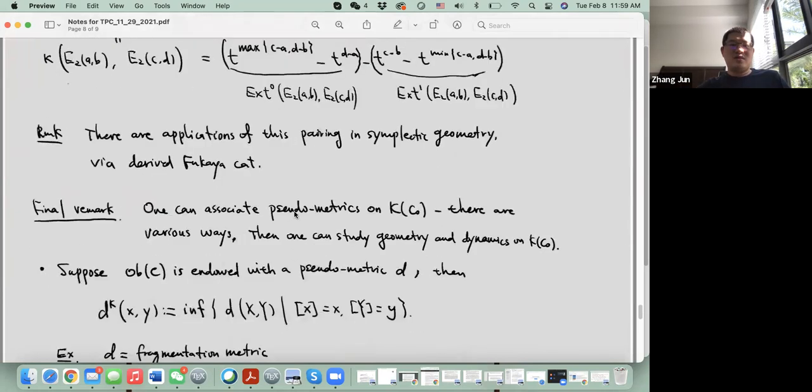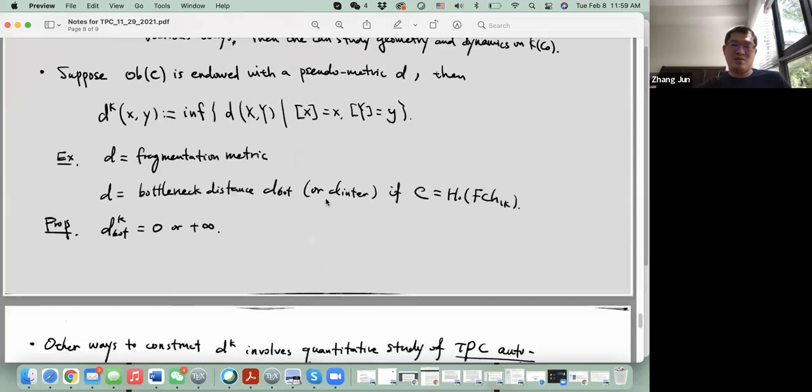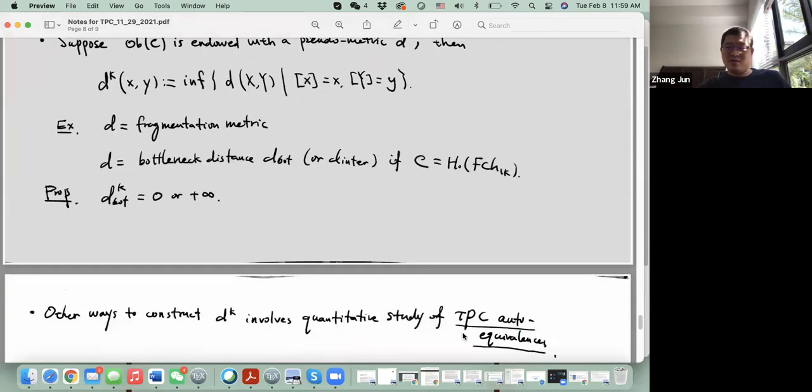And finally, I just say the following things. Once you have a K group, the advantage of using the entire information of the TPC is that you can associate a certain pseudometric on the K group. So the K group is really a quantitative K group. We can talk about the distance of two classes in the K group. There are various ways to do that, and sometimes it's related to the classic story. Sometimes you have to do something new called TPC autoequivalence.